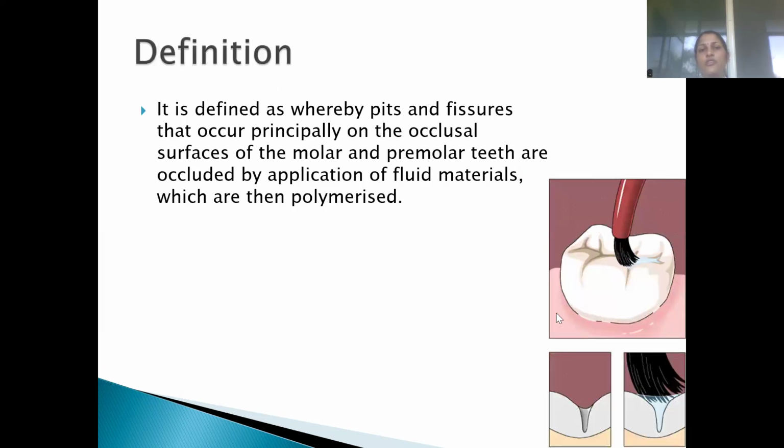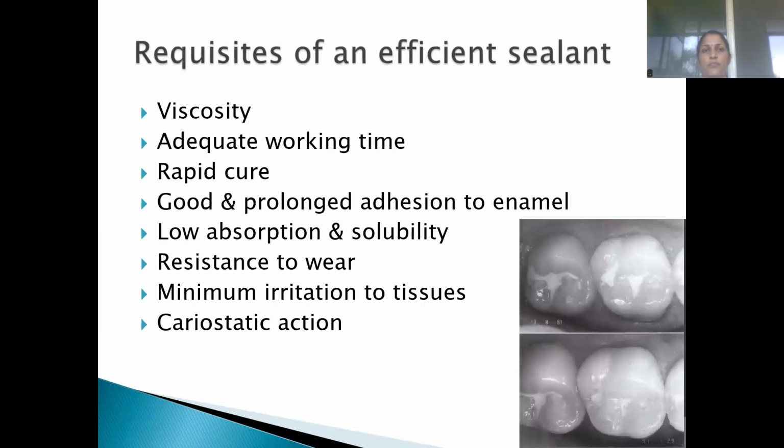Now coming to the definition of pit and fissure sealants. Pit and fissure sealants can be defined as a method whereby pits and fissures that occur principally on the occlusal surface of the molars and premolar teeth are occluded by the application of fluid materials, which are then polymerized.